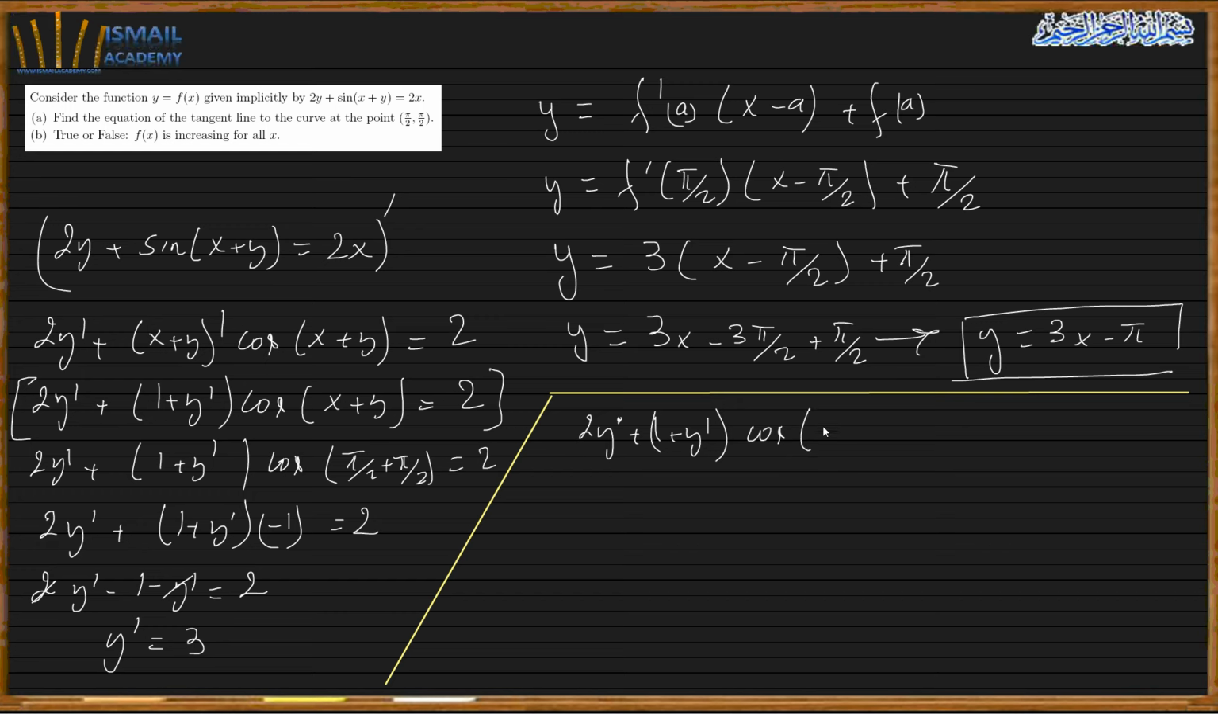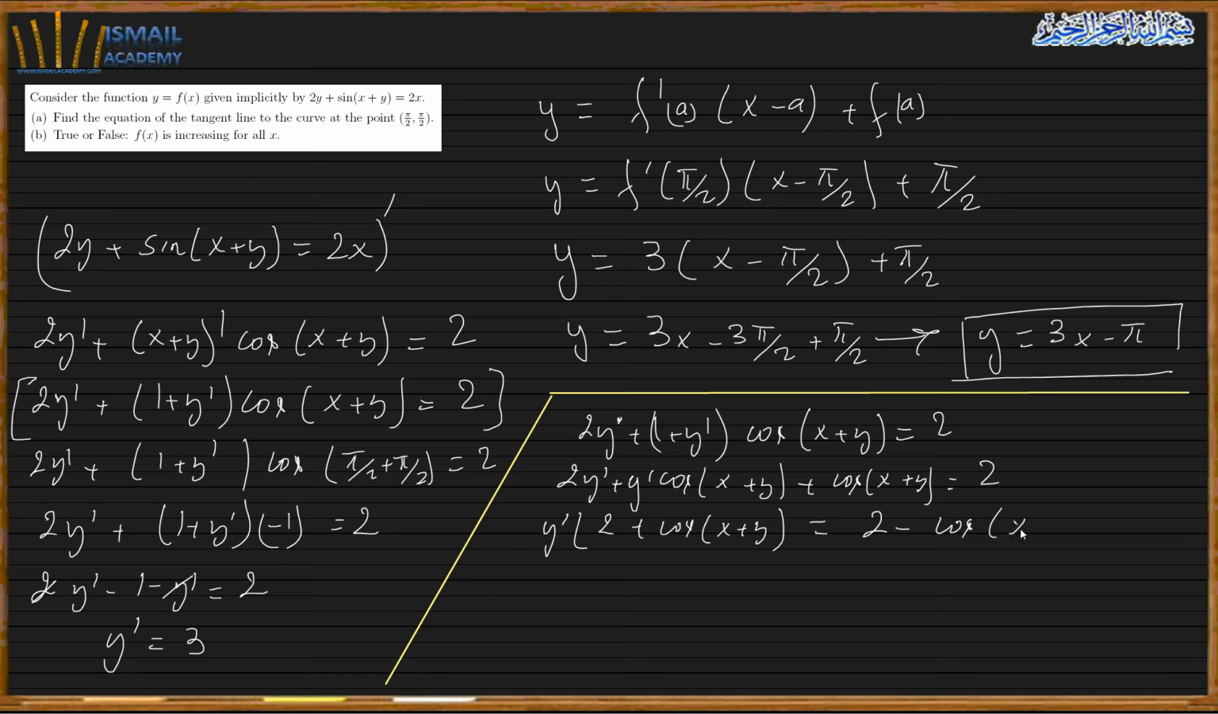So cosine of x plus y equal to, so I distribute the cosine, so it's going to be 2y prime plus y prime cosine of x plus y plus cosine of x plus y equal to, take a common factor here and move that cosine on that side, so it's going to be y prime times 2 plus cosine of x plus y equal to minus cosine of x plus y. Then I solve for y prime, so it's equal to minus cosine of x plus y over 2 plus cosine of x plus y.